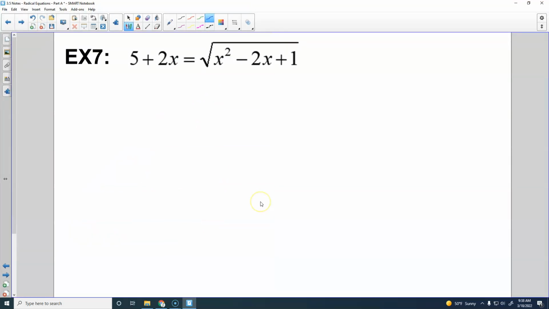All right, so let's look at what we've got here. Okay, I'm going to let you guys try this one on your own, actually. Try this one on your own.